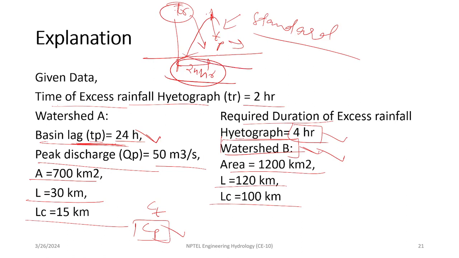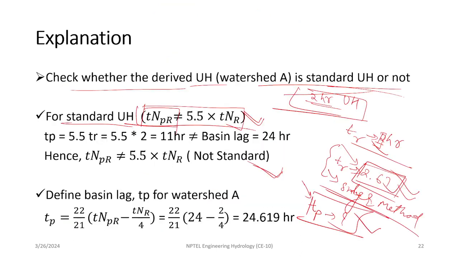But now if it is not standardized, then TP value will be somewhat different using this TR only. Using TR value, if I am calculating a TP value, then it is not coming same as 24 hours. So that is why this method is firstly checking the standardization of the given unit hydrograph. So the condition it should fulfill is that this relation should be fulfilled.